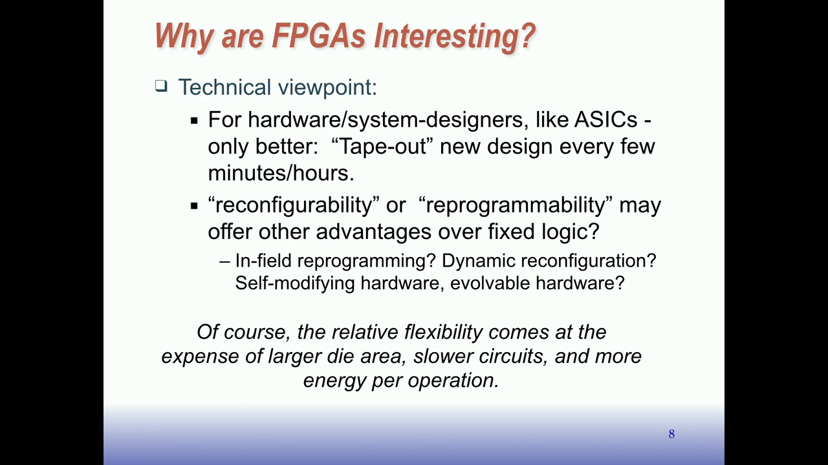So there's a lot of flexibility here. That's one reason why FPGAs are so interesting. However, of course, this relative flexibility, and I say relative to ASICs, comes at the expense of a larger die for a given function, right? Slower circuits than ASIC for a given function, and more energy per operation for some given function than what you can do with ASIC. Right? So there's a trade-off here. You pay for the flexibility.